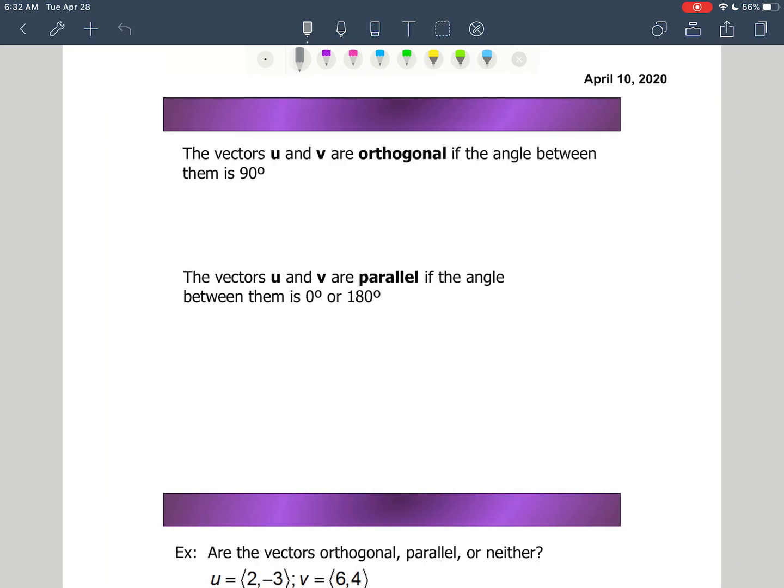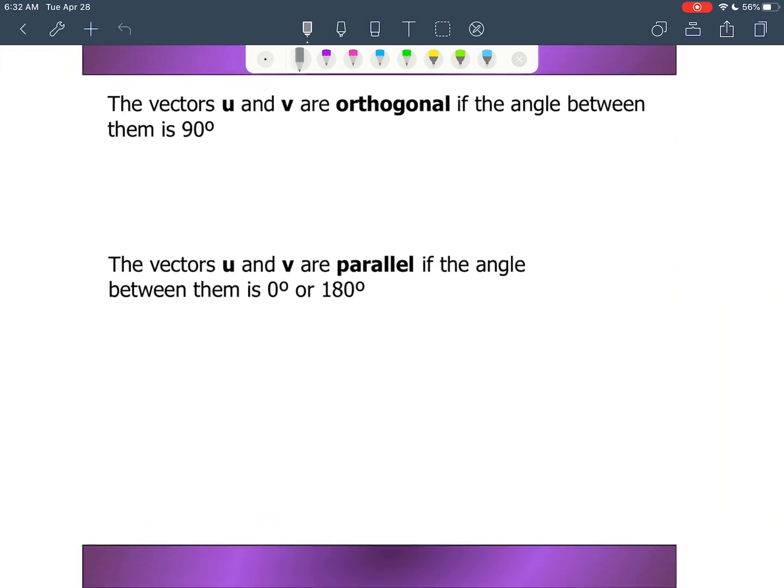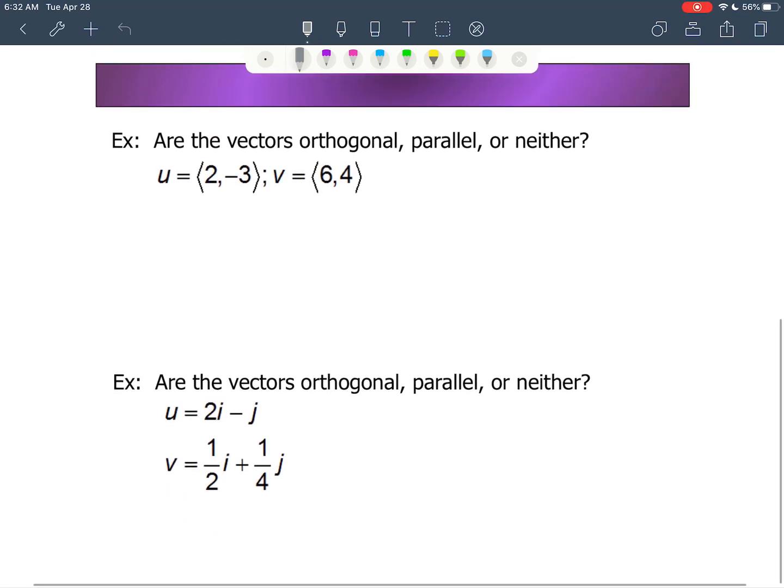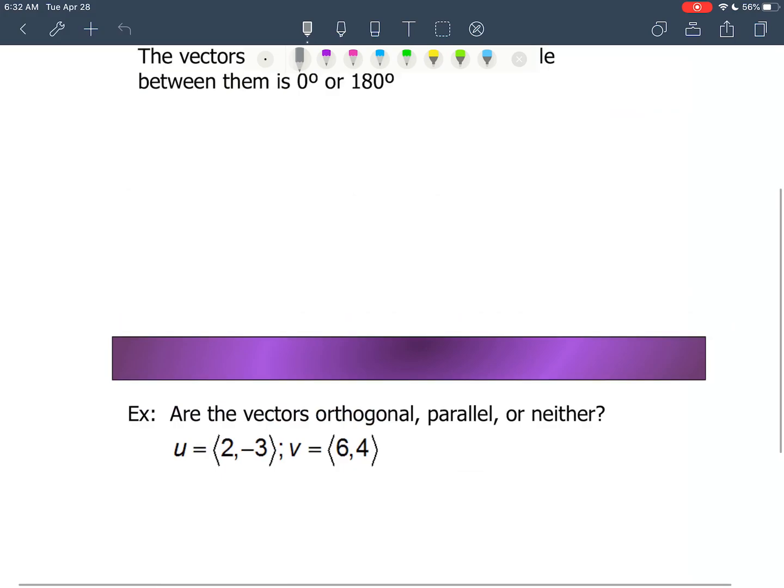When we come back in the next video, we're going to finish it up talking about vectors being orthogonal, vectors being parallel, and determining whether or not you've got orthogonal, parallel, or vectors that don't fit into either one of those categories.